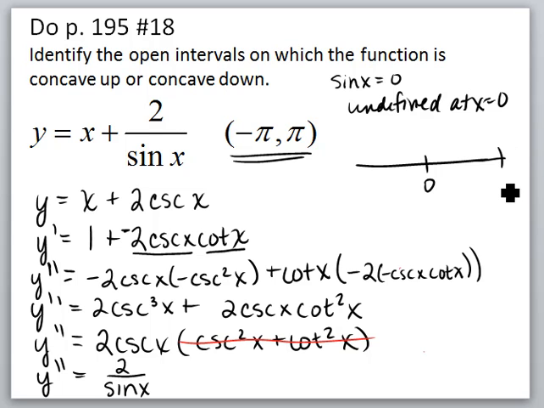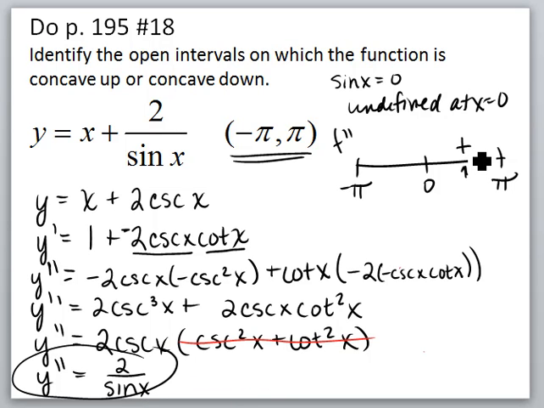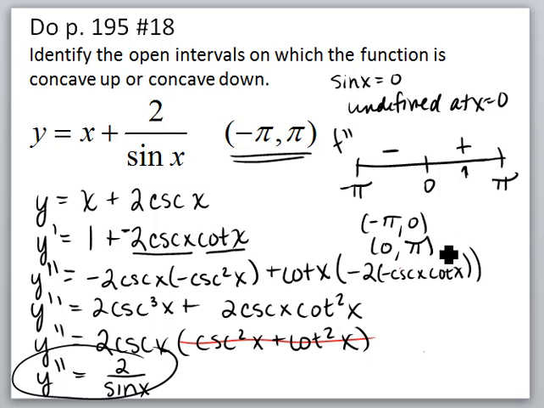But remember, I'm only going from negative pi to pi, so I only need to test these particular intervals and see what's going on with the second derivative. Remember, everything entails a second derivative. So when I plug in pi over 2, I end up with a positive value. And when I plug in a negative pi over 2, I end up with a negative value. So it is concave down from negative pi to 0, and concave up from 0 to pi. So it's concave down here and concave up.